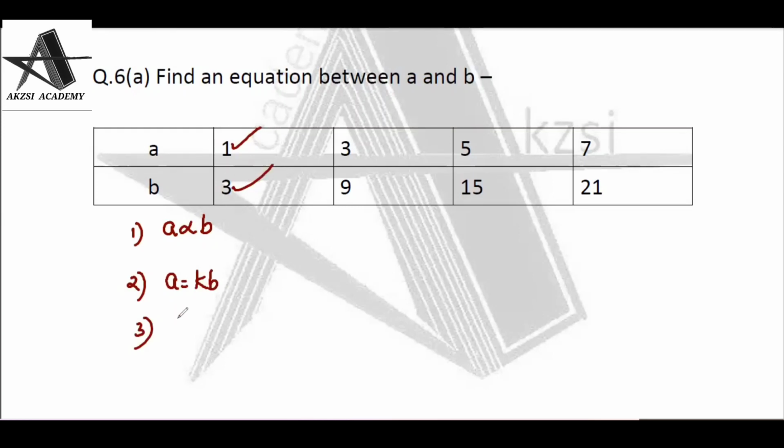So in place of a, I'll write 1. In place of b, I'll write 3. So k is equal to 1 by 3. And the final equation will be a is equal to k times b. So a is equal to b by 3. This is our final equation.